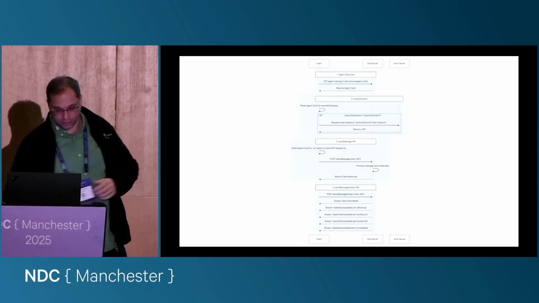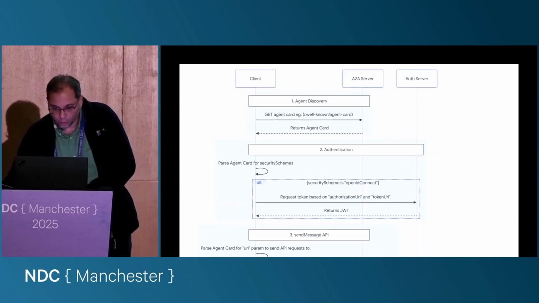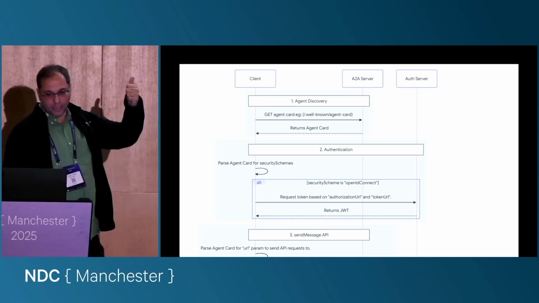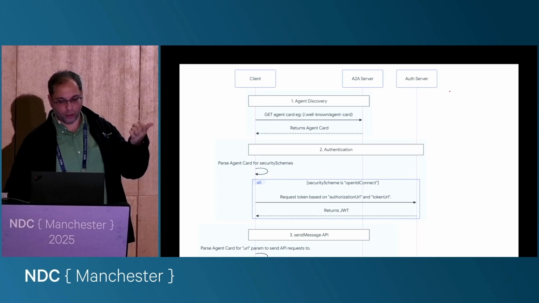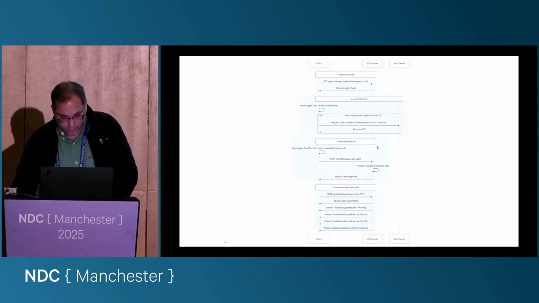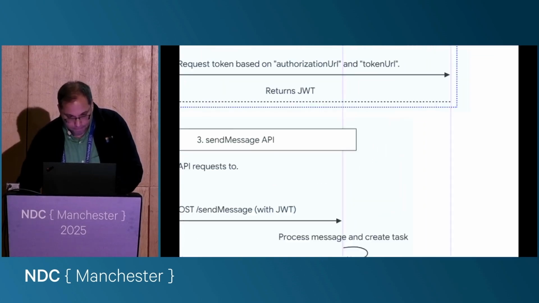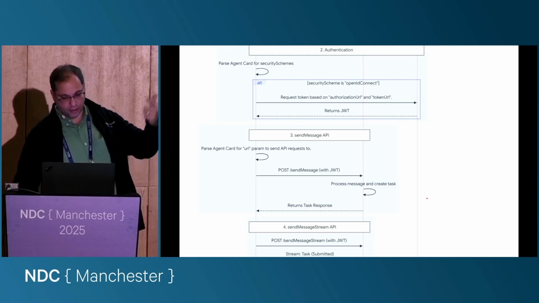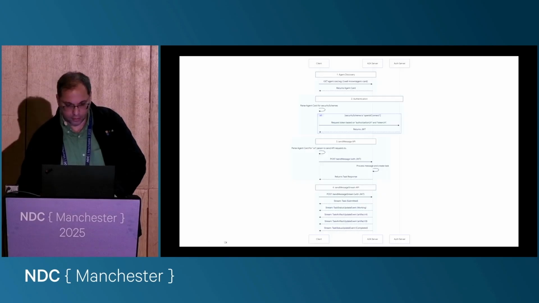Here's a diagram of it. So here's a client, agent discovery, that's trying to get the agent card, returns the card, and then authenticates with the security schema, returns back a JWT token. Sorry, let's zoom in. And then it sends a message to it, and a streaming message too, basically, at the end of it.